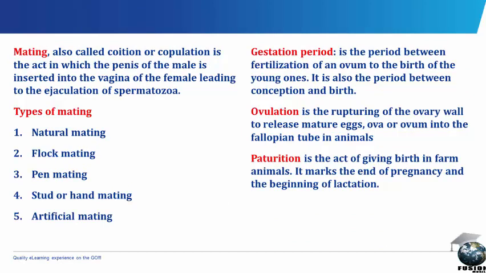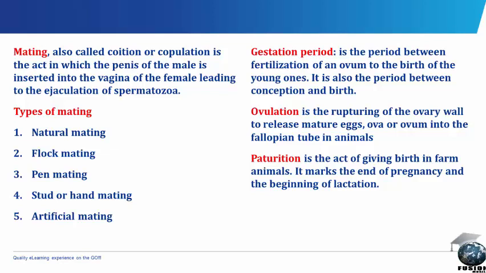Now we'll look at mating. Mating also is called coition or copulation. It is the act in which the penis of the male is inserted into the vagina of the female, leading to the ejaculation of spermatozoa. We have types of mating.